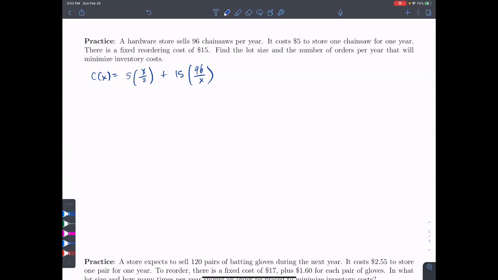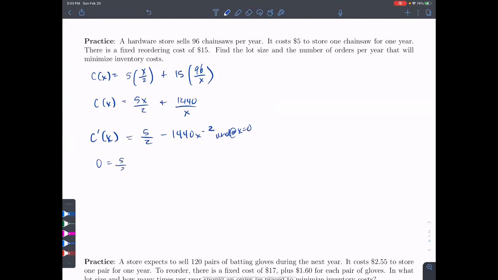So we are trying to minimize 4X. So I'm going to simplify this. That's just 5x over 2 plus 1440 over x. So C prime of x is 5 halves minus 1440 x to the negative 2. So it's undefined at x equals 0. And then we want to know where it actually equals 0.